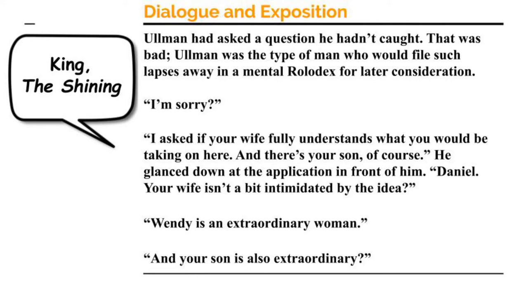King gives us character exposition via the dialogue here. We learn Jack has a wife and son. We are also getting setting exposition. King sows the idea of the hotel being ominous when Ullman asks if Jack's wife will be intimidated. There is a hint of mystery about the other two characters, Wendy, and also the character Daniel, Jack's son.